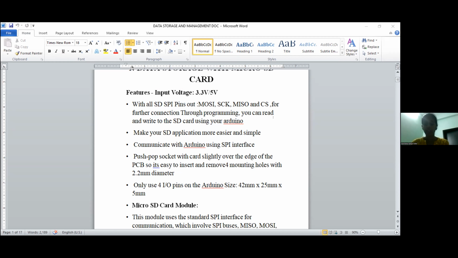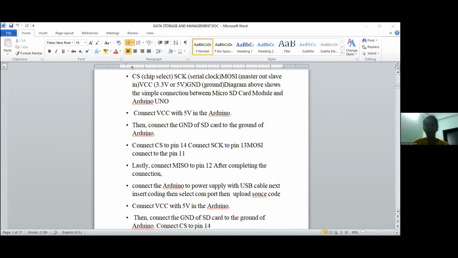The size of the module is 42 mm by 22 mm by 5 mm. And what is the micro SD card module? We have seen the pin connections, as I have said. The 14th pin has to be connected to the serial clock. The 13th pin is the master output slave input, which is connected to pin 11 of the Arduino. And master input slave output is connected to pin 12 of the Arduino. Then it is connected with the power supply, and the code has to be inserted in it. VCC and the ground pins are the most common. We do it for every other device.